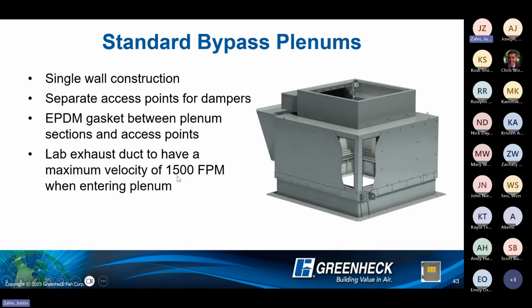Why we don't want to exceed 1,500 feet per minute of that air entering the plenum is because anything faster than that, we have run tests where turbulence is then created in here. If it's coming in, I'd say at 2,000 feet per minute, and turbulence is created in here, that can have a direct effect on your fan performance.